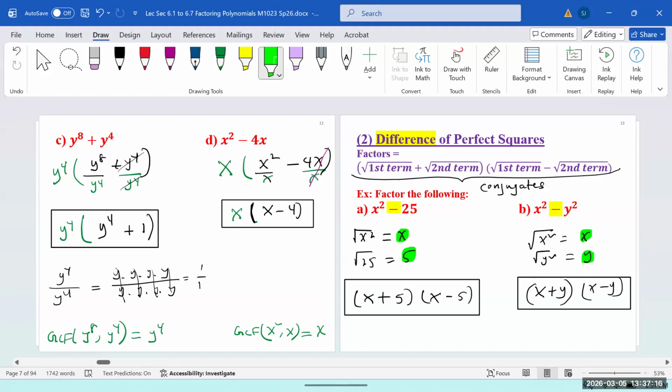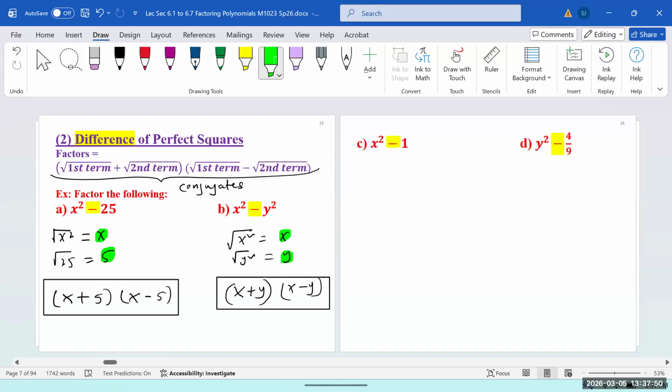Question? That's why this method is called difference of perfect squares. This one works only when you have a minus sign between them. If you have a plus sign between them, there is no factoring rule. You cannot factor them. Sum of perfect squares, those are bad. We cannot go any further with them. But with a difference of perfect squares, we can keep going further until we stop somewhere.